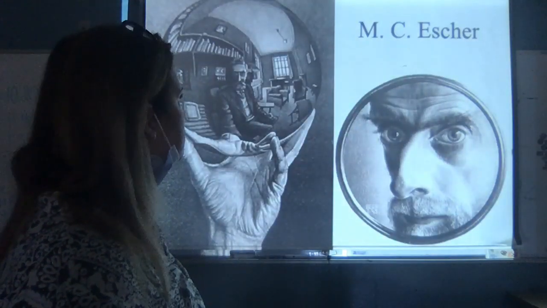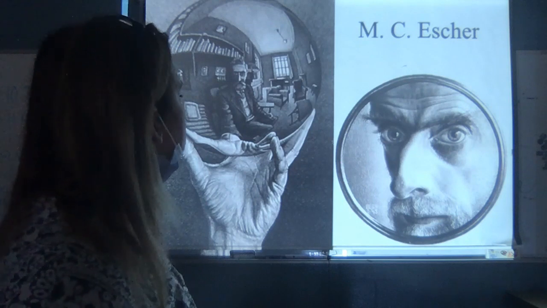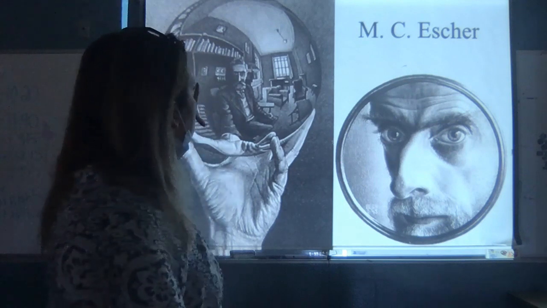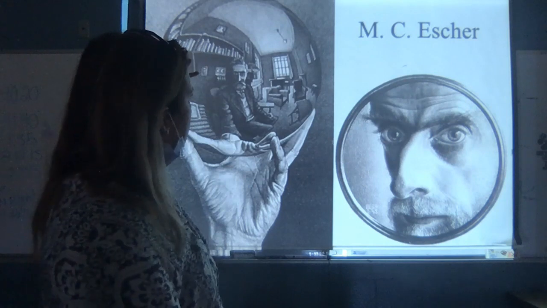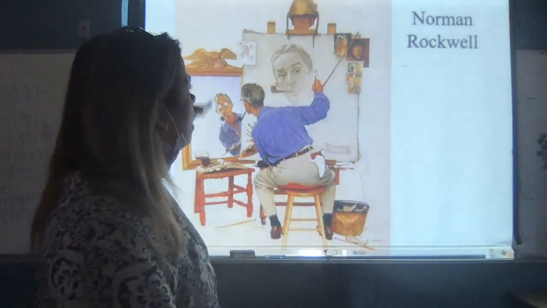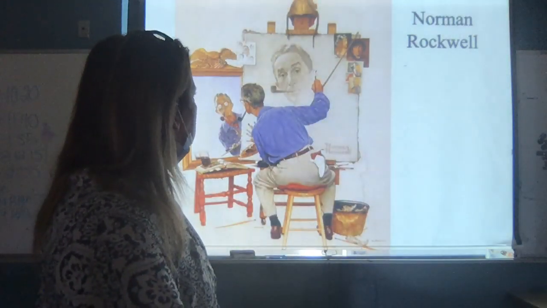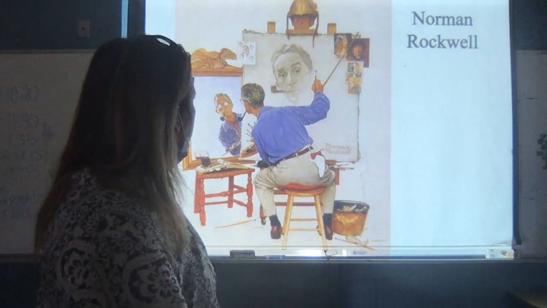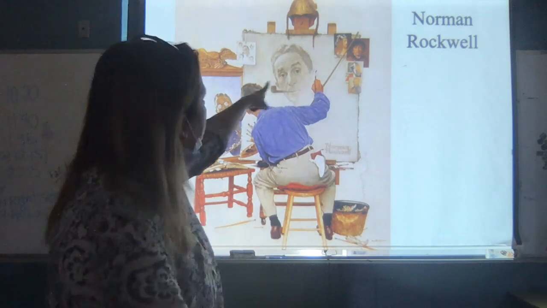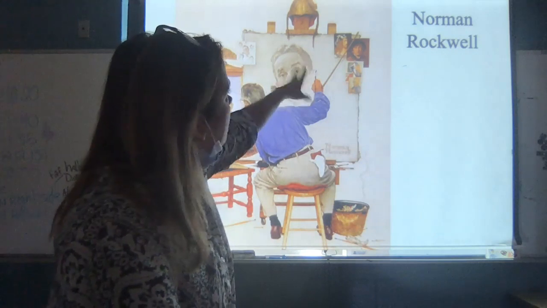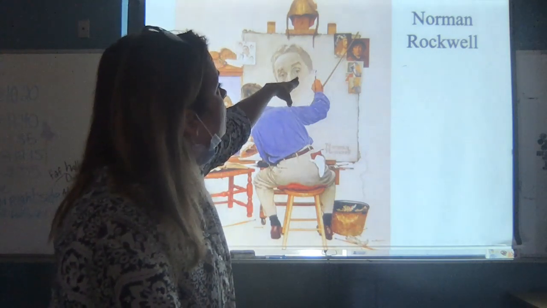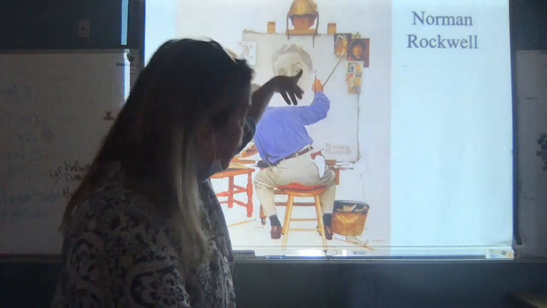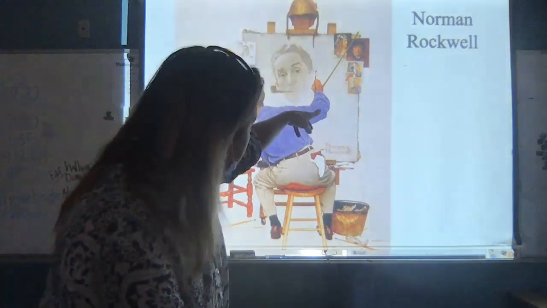MC Escher, famous optical illusion artist. I can't remember if we've done him or not, but here he is in this little crystal ball. Norman Rockwell, very famous American artist. Here he is painting and drawing himself, looking in a mirror. He even has up in the top corner people he's studying that are famous for portraiture. Albert Dürer, Picasso, Vincent van Gogh.